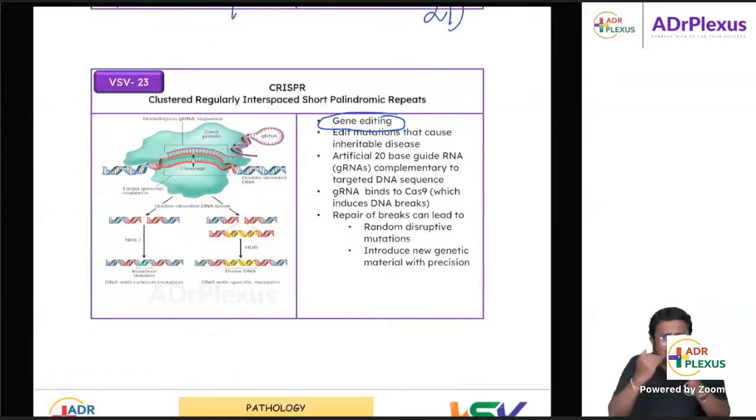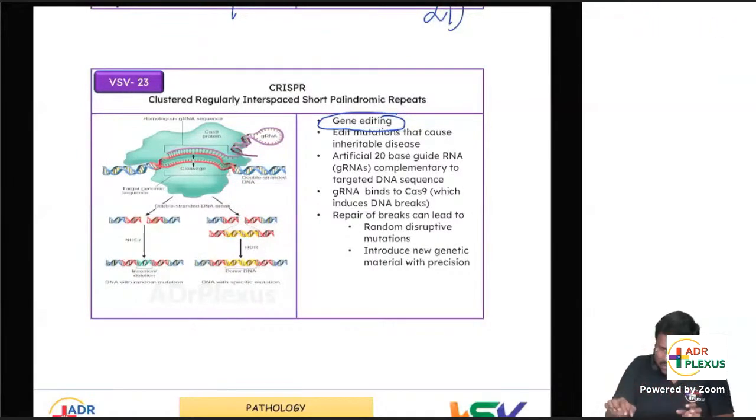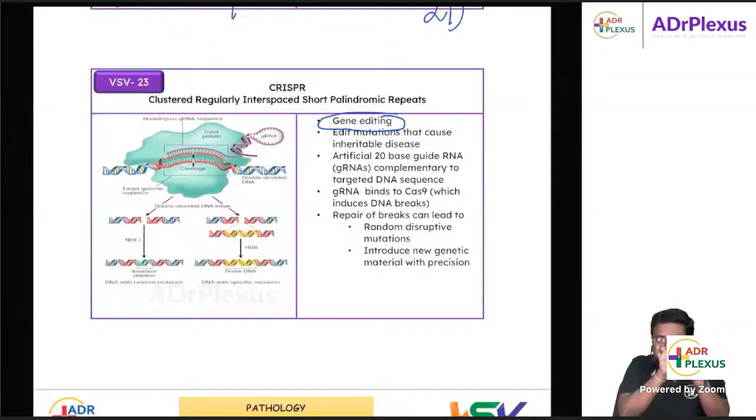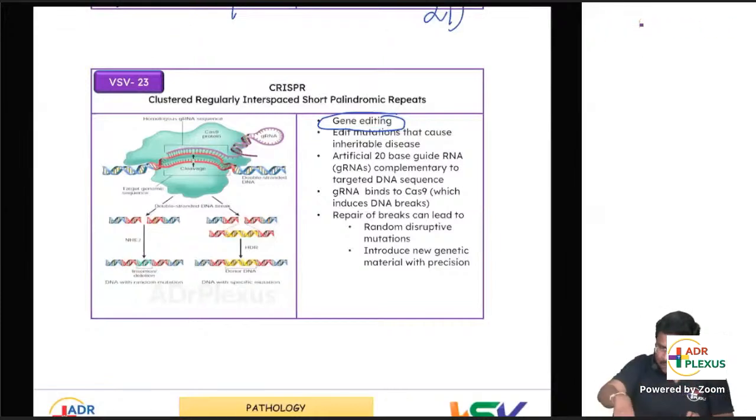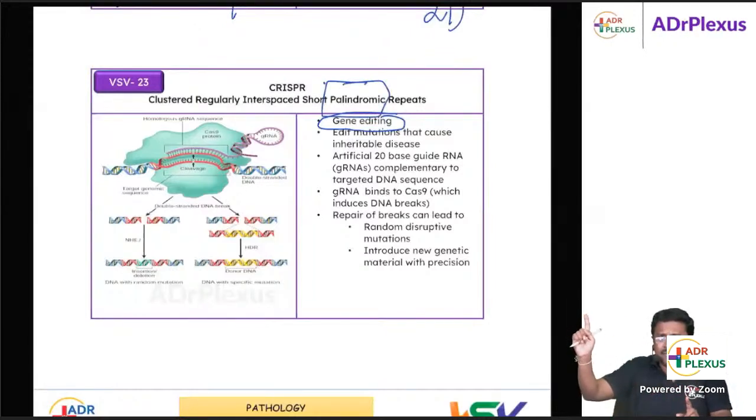What is the name given to it? CRISPR technology. CRISPR means clustered, regularly interspaced. These genes are clustered in one area, regularly interspaced at regular intervals. Short, they are very short. Palindromic repeats. What do you mean by palindromic? You read from this side, it gives the same pronunciation.